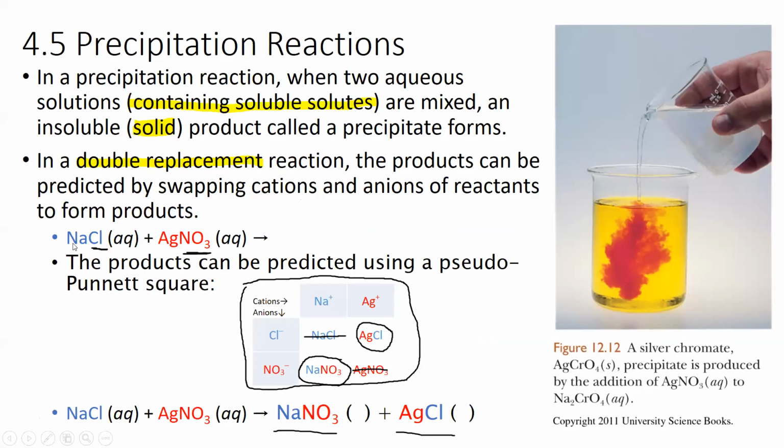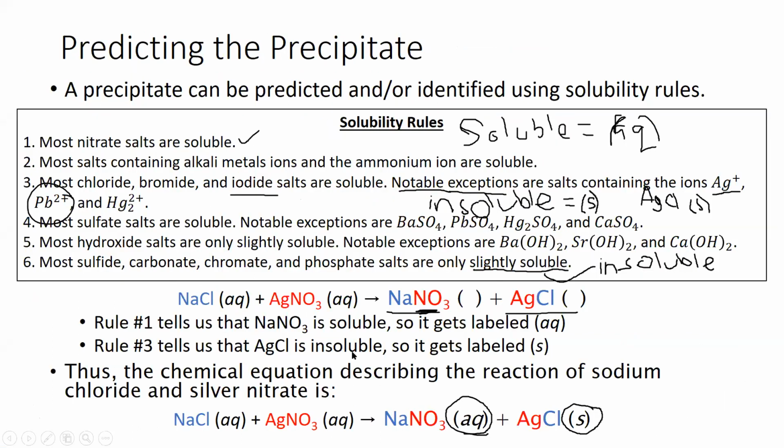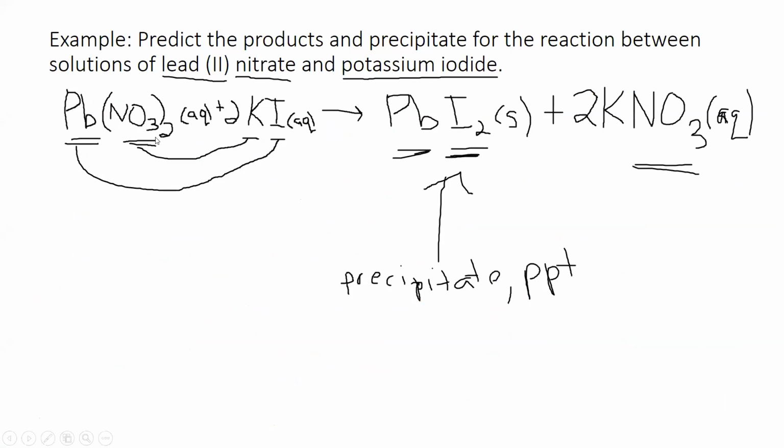So we went through this. We had the sodium chloride and silver nitrate, right? Those reacted. We had that pseudo Punnett square. We found the sodium nitrate and silver chloride were the products. We used our solubility rules to get us there. And we found that sodium nitrate is soluble and silver chloride is insoluble, meaning that silver chloride is the precipitate. We did the same thing for lead nitrate and potassium iodide, where we made lead iodide and potassium nitrate.